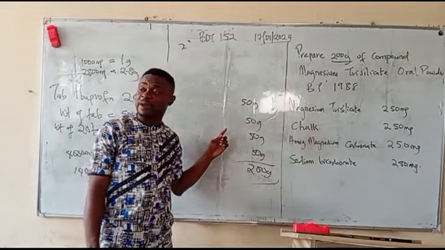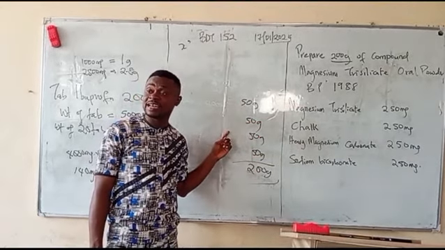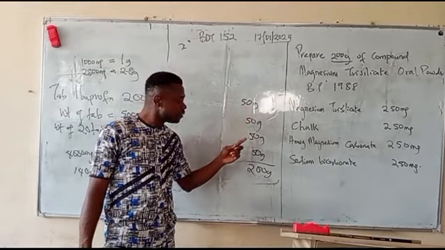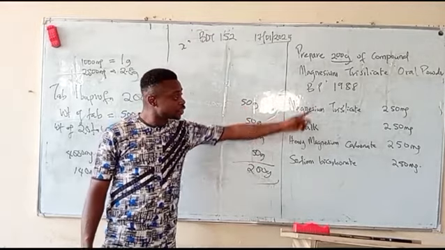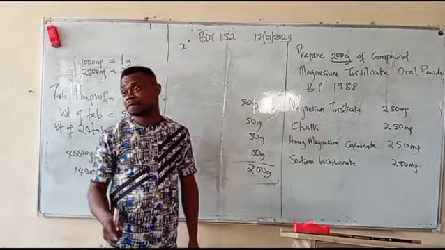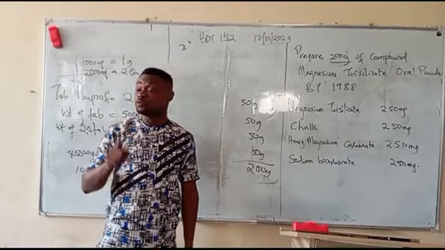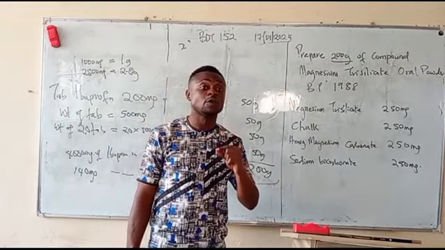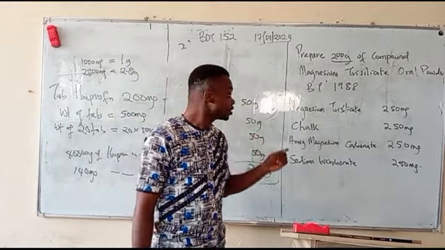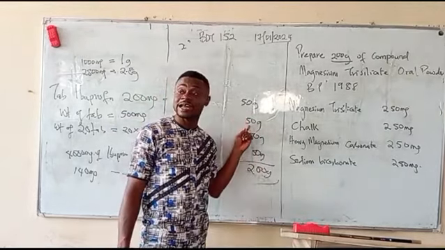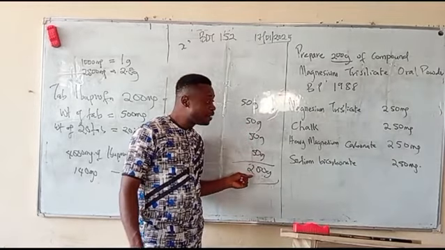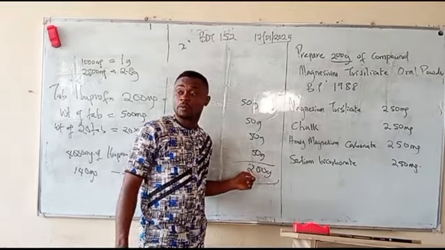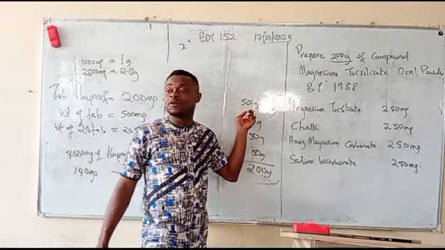You have expanded the formula. You have enlarged the formula. You have 50 grams, 50 grams, 50 grams, 50 grams of each of these. But remember, in practice, you need to put your overage. Because if you weigh exactly 50 grams like this, by the time you finish your compound, you will not get 200 grams.